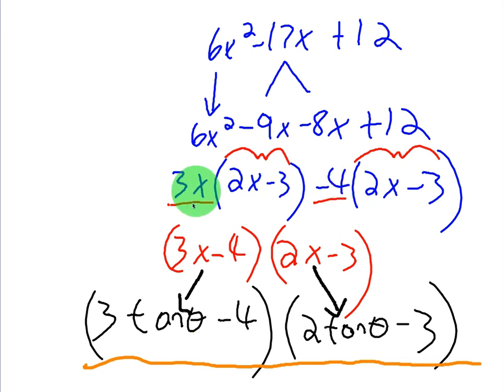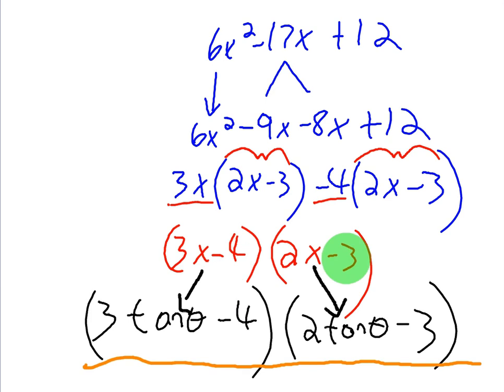Now we can essentially make 3x minus 4 one of our factors, which is the two terms outside of the parentheses. The parentheses that match become our other factor. Now we factor this expression down into 3x minus 4 times 2x minus 3.